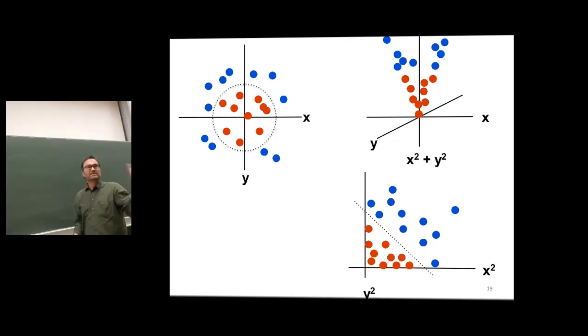Yeah? So I haven't changed anything in terms of my model class. I still work with lines in many dimensions. But I can now linearly separate these examples because I have sort of changed the feature space.